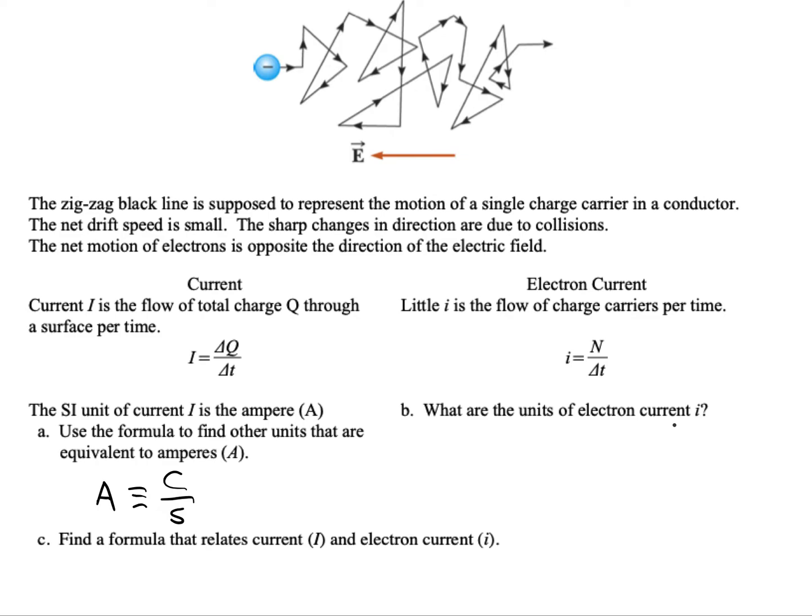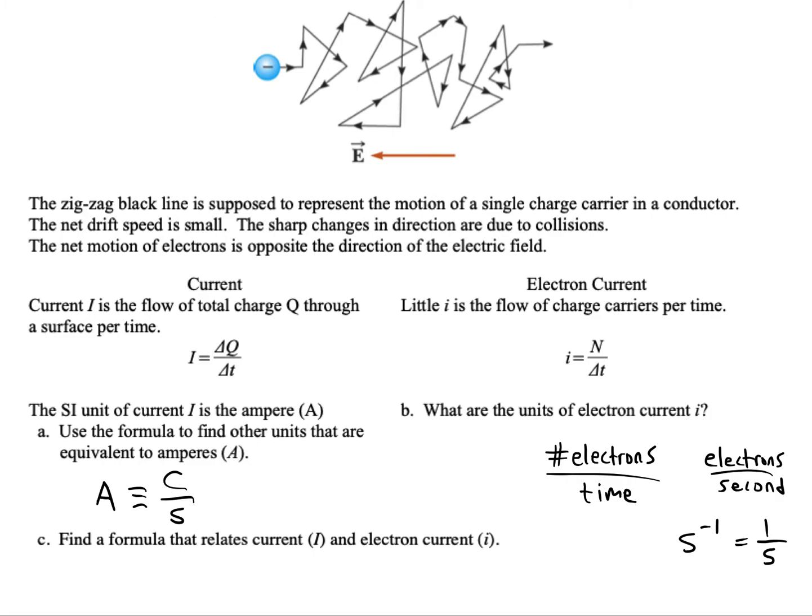What would be the units of electron current little i, though? Well, little i has a number of electrons divided by time. So sometimes this is expressed as electrons per second, or even in some cases s to the negative 1, which is just a number of particles per second. And that is the same as 1 over seconds. Sometimes the electron part is left out.